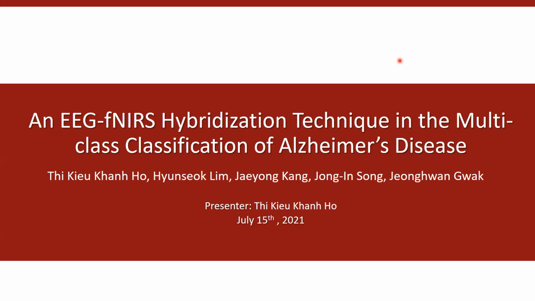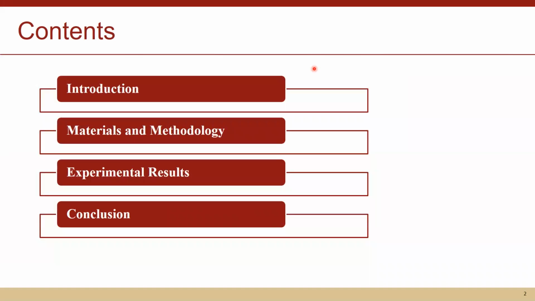Today I am going to present our research paper on the multi-class classification of Alzheimer's disease using the combination of EEG and fNIRS techniques. My presentation will be divided into four main parts. The first part will present the introduction of Alzheimer's disease. Then we will move on to the materials and methodologies related to the deep learning approach. Next we will jump into the experimental results, and we will conclude with a short discussion.